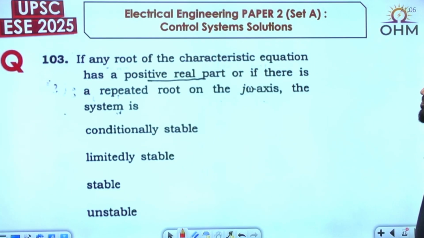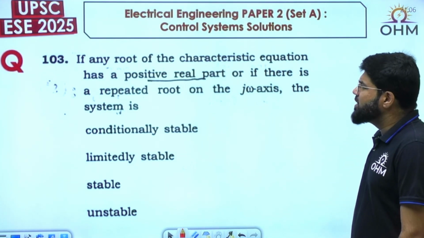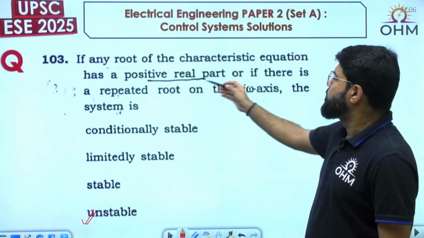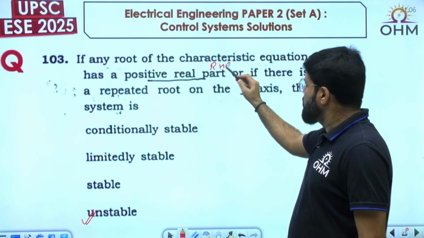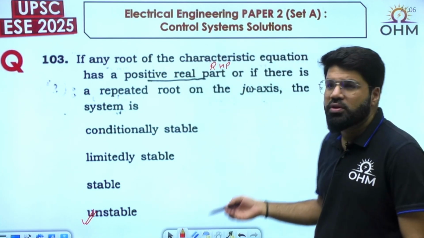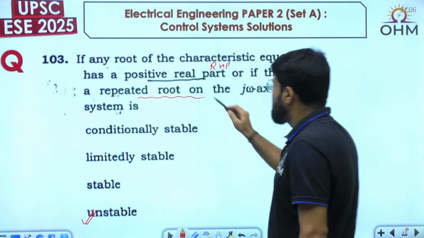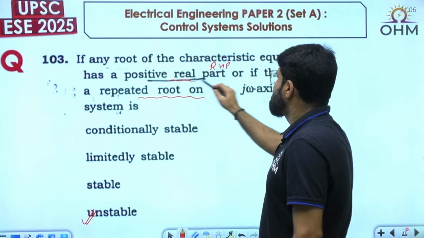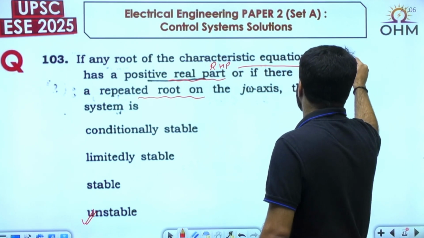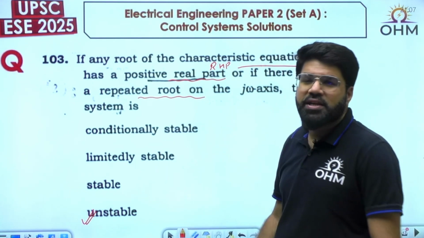Next. If any root of the characteristic equation has positive real part, or if there is a repeated root on the j omega axis, the system is unstable. Any root with positive real part means RHP, and both of the conditions you know. RHP you can directly say unstable, but we also know that if there is a repeated root on the j omega axis, in time domain it corresponds to a function of the kind. See, a root with a positive real part corresponds to the increasing exponential e power at.